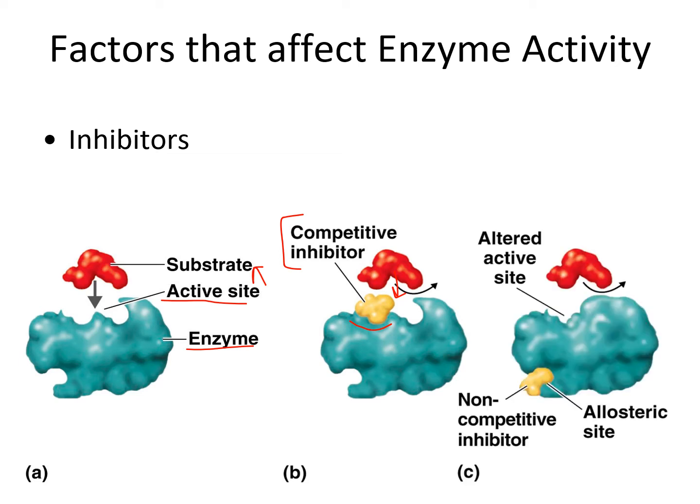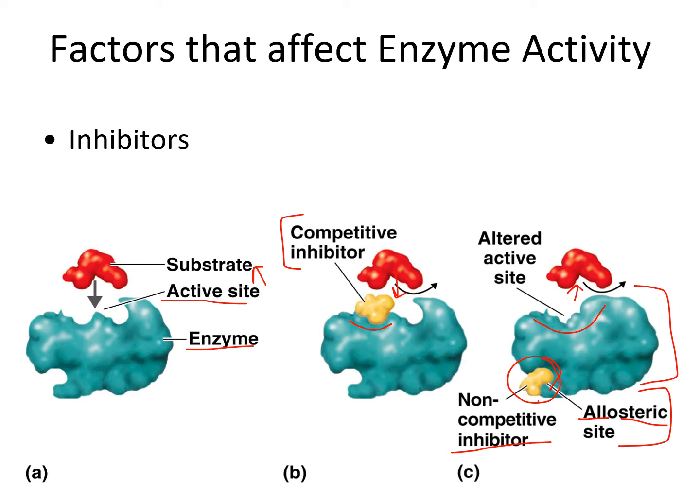A second type of inhibitor is a non-competitive inhibitor. And a non-competitive inhibitor binds to an allosteric site. Allo means other, steric means form. So this molecule binds to an area that is not the active site, but when the non-competitive inhibitor binds, it changes the shape of the enzyme. And so that changes the shape of the active site, and now the enzyme can no longer bind to the substrate. So that inactivates the enzyme that way.